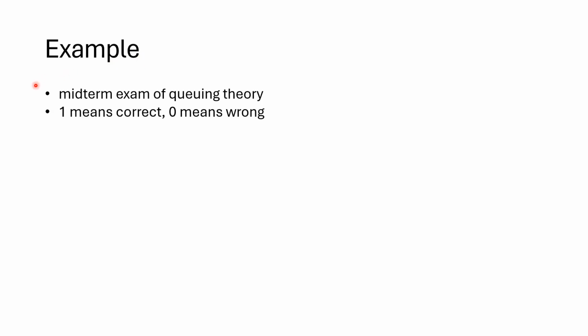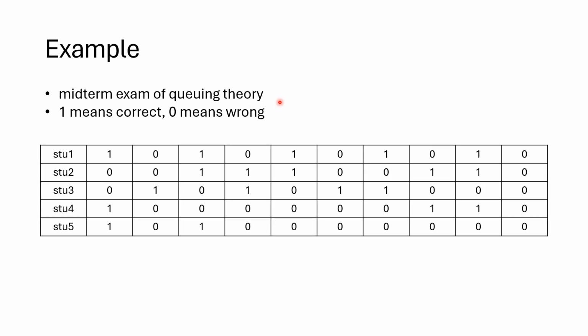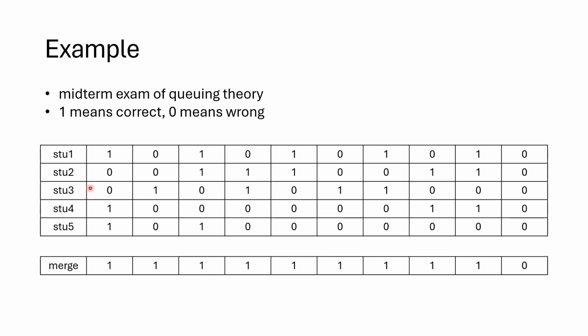And let's give an example of merging. It is still the example of the midterm exam of queuing theory. Let's see question 1. 3 students are correct, but we only care whether someone is correct or not. So in merging, the value is 1. And in the last question, no one is correct, so the value is 0.